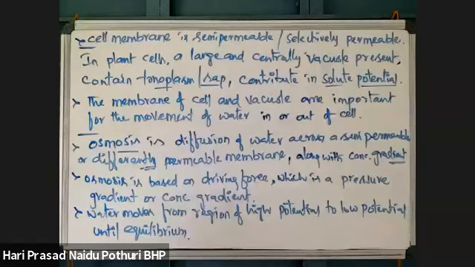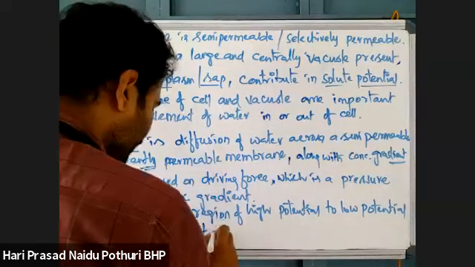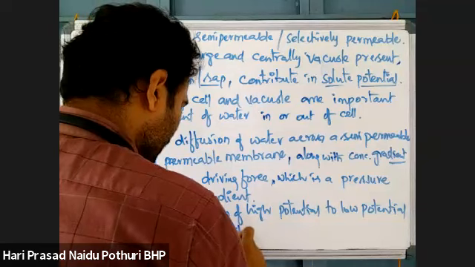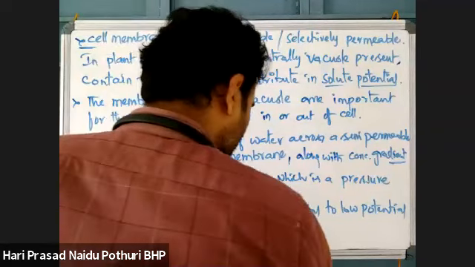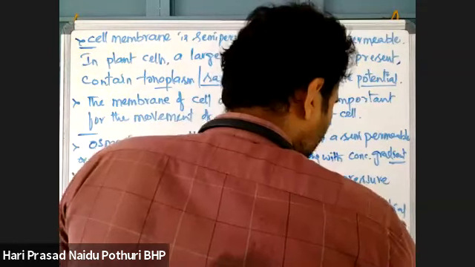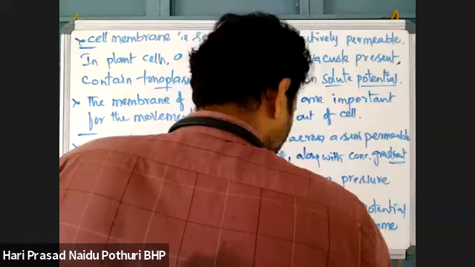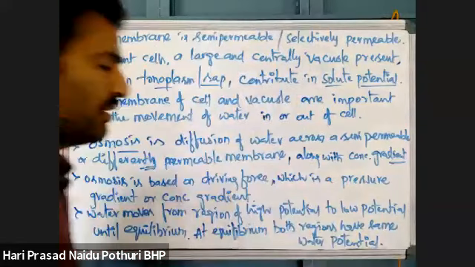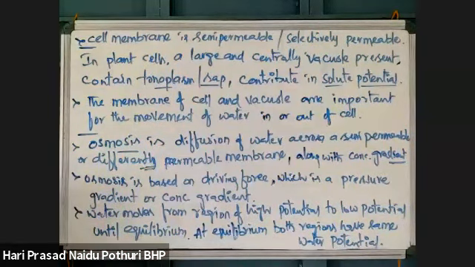So at equilibrium, both regions have the same water potential. As there is the same water potential at equilibrium, there is no net movement. Movement of water molecules will stop. Write these points, then I will tell you.